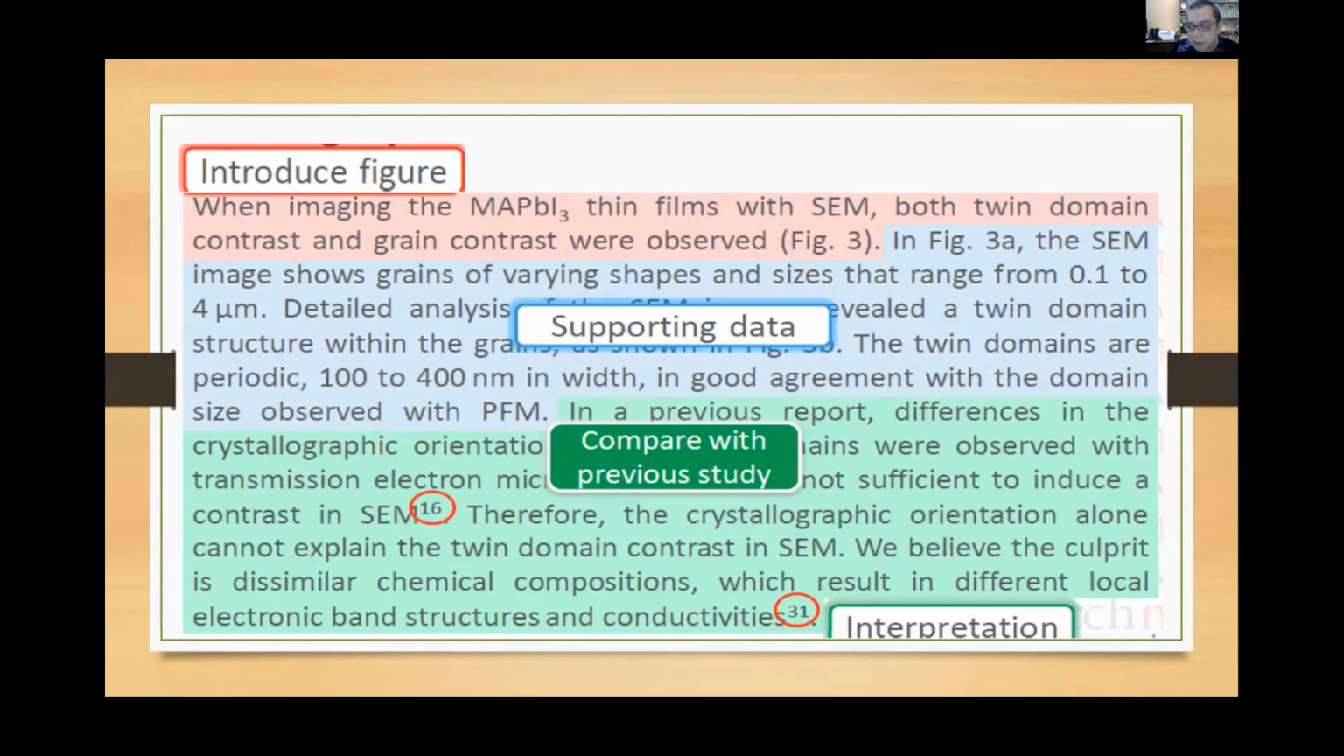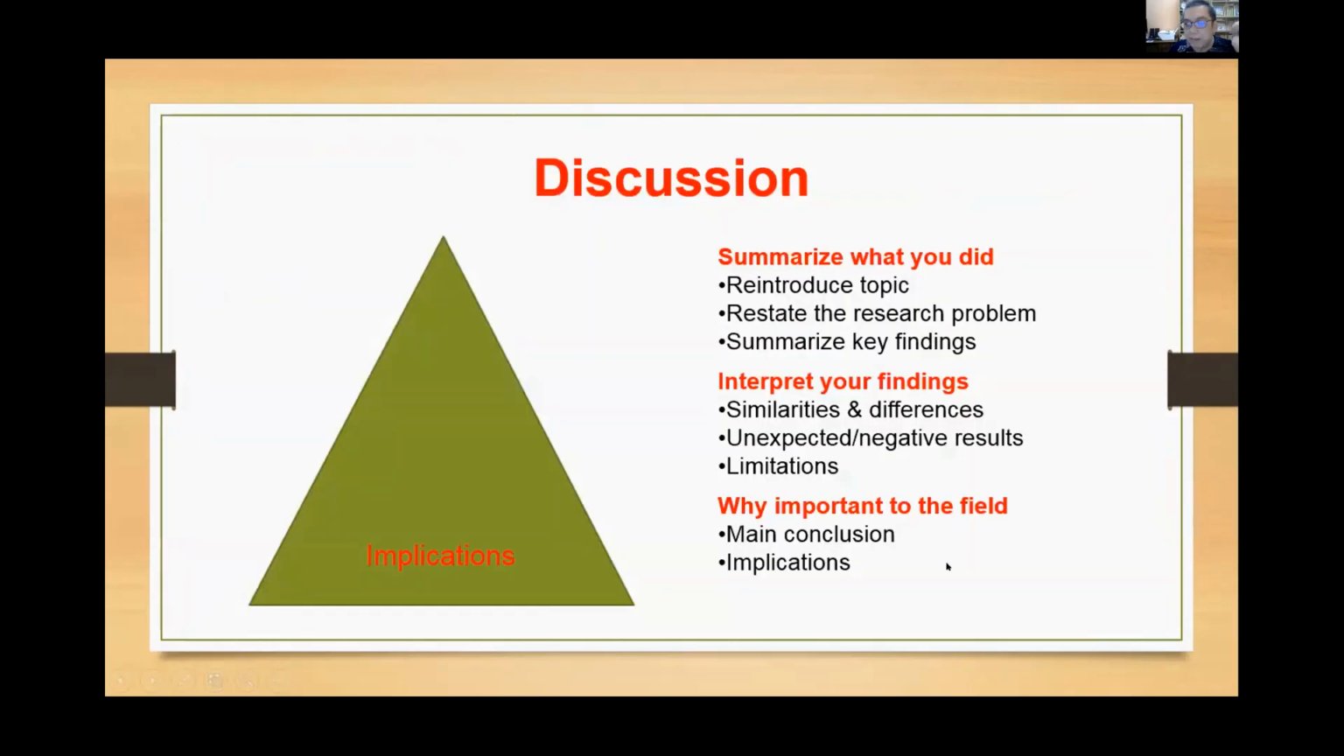So it starts with the introduction, with the supporting data. Then you compare your current data with the previous study. And this means that the part is an interpolation. You try to interpolate the data. And of course, you summarize your key finding. So discussion is to summarize what you have done.